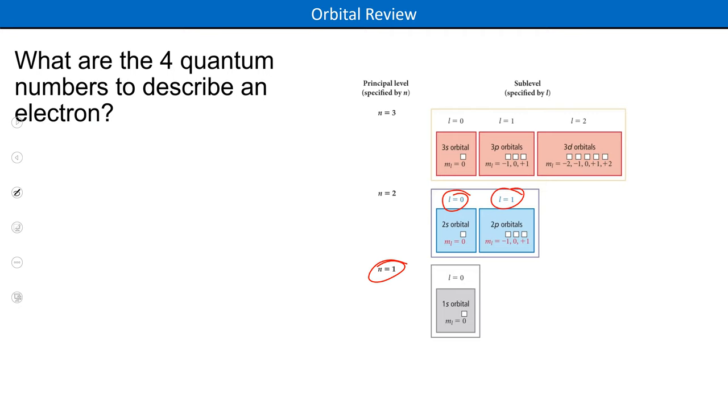And then within that P orbital, you had three options for where you could put it: the orbital that goes along the X axis, the orbital that goes along the Y, the orbital that goes around the Z axis. And as you got bigger orbitals, you got more options there, which is why the bigger orbitals hold more electrons. And then the last one was just spin, right? Spin up versus spin down. Those are the four numbers we needed to describe an electron completely.